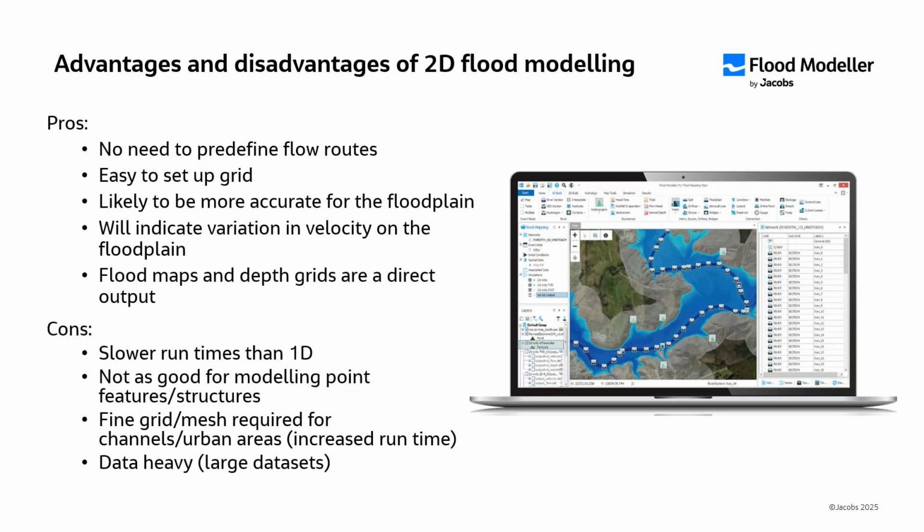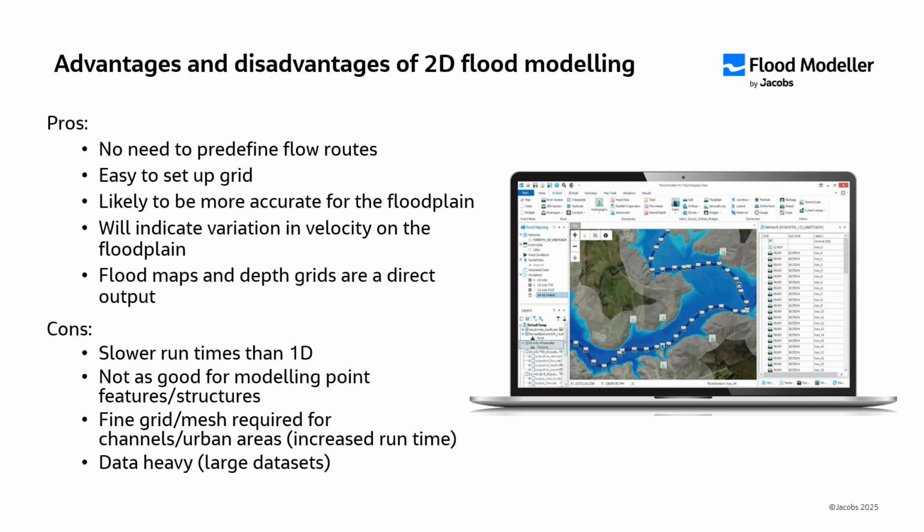It's not as good for modeling those point structures and features, but obviously, like I mentioned, you can embed those structures into the 2D domain. So if you have a culvert running through an embankment, for example, you can model that. And a fine grid or mesh or cell size is required for channels to get a good representation of what's going on within the channel, but also urban areas.